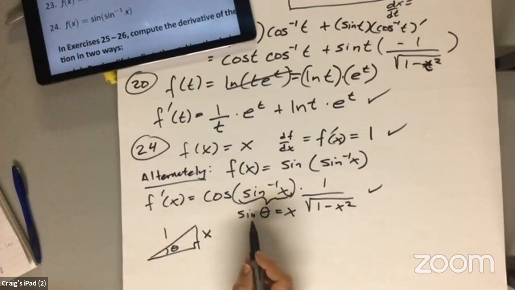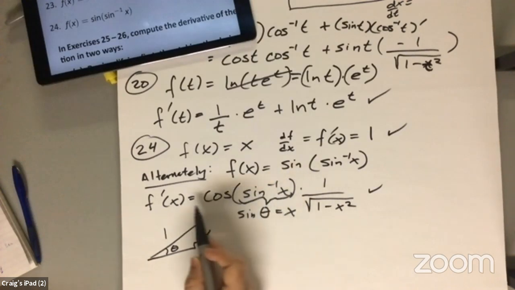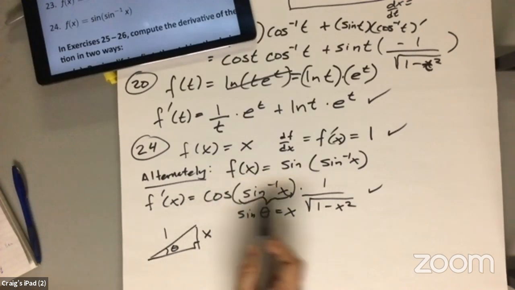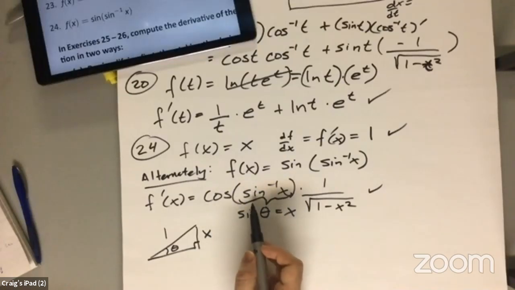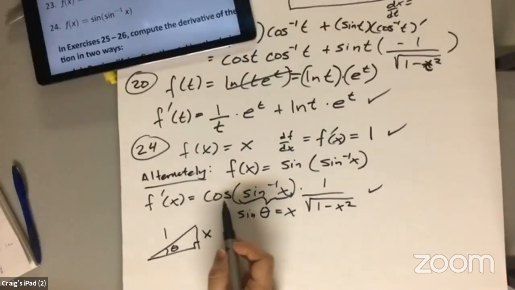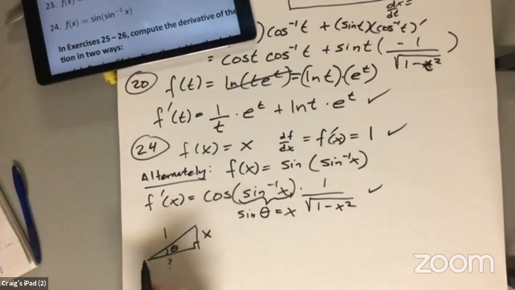And then the idea is, if I know that sine of theta equals x, well, this is theta, and our whole problem here is, what is the cosine of the inverse sine of x? What is this mess? What is this giant monster here? It is the cosine of this angle. So the cosine of this angle is right here. That's the cosine of the angle, this divided by this, the adjacent divided by the hypotenuse.